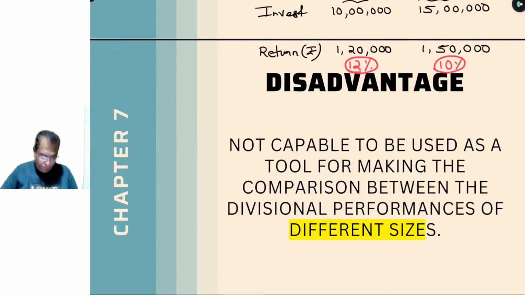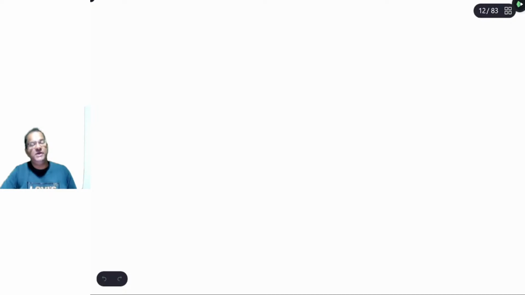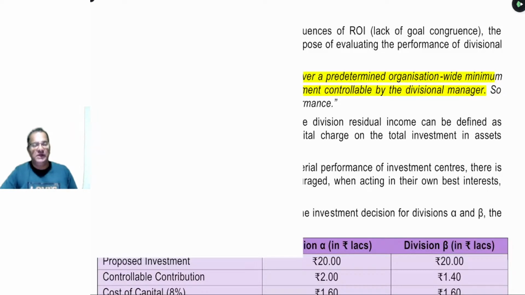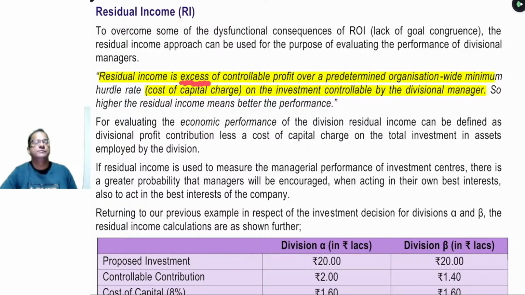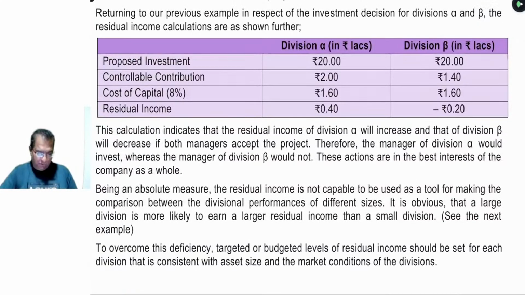RI cannot be used to compare divisional performance when departments are of different size. इसको आप रेड पेन से अंडरलाइन कीजिएगा बेटा. When departments are of different size.